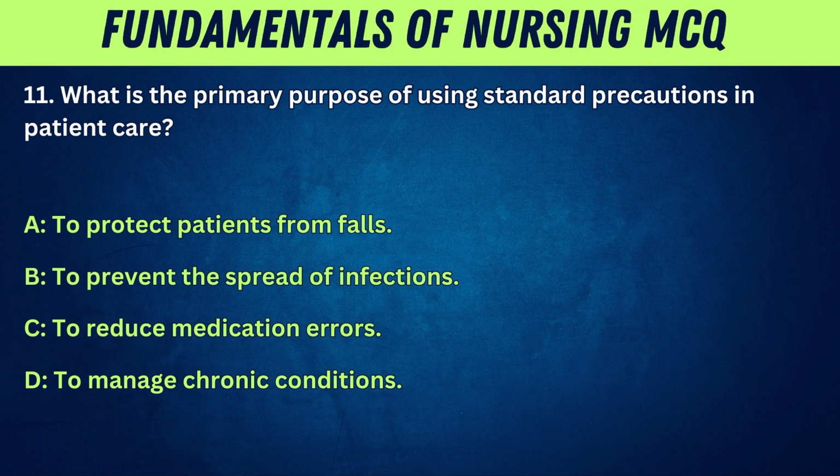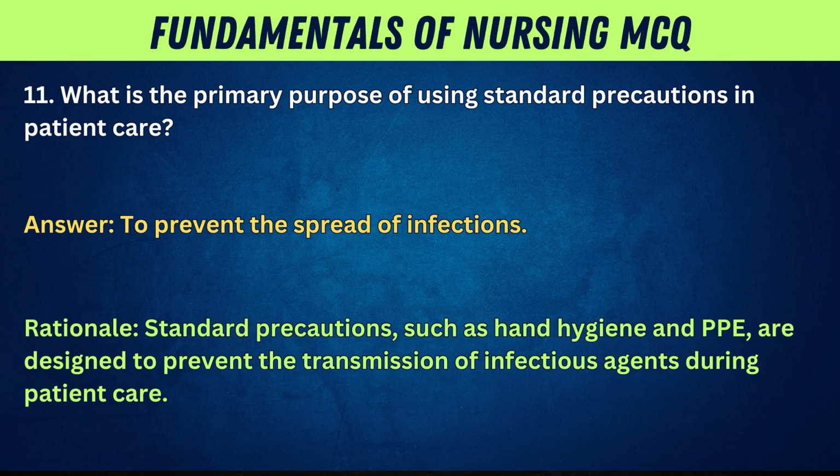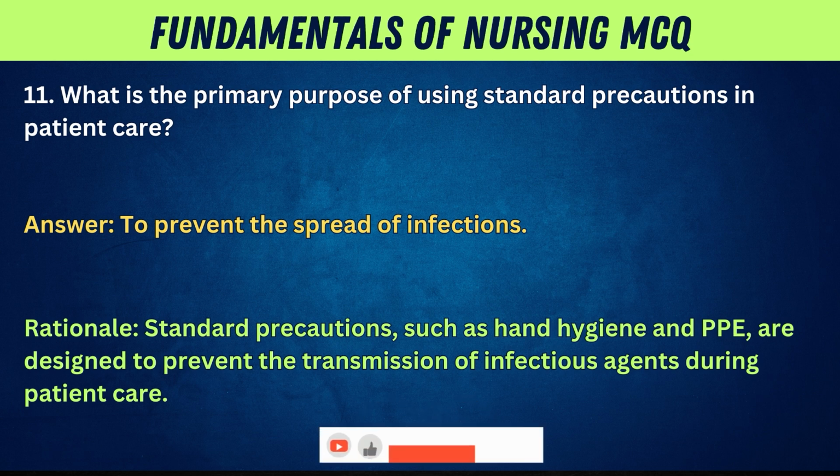11. What is the primary purpose of using standard precautions in patient care? A. To protect patients from falls. B. To prevent the spread of infections. C. To reduce medication errors. D. To manage chronic conditions. Answer. To prevent the spread of infections. Rationale. Standard precautions, such as hand hygiene and PPE, are designed to prevent the transmission of infectious agents during patient care.